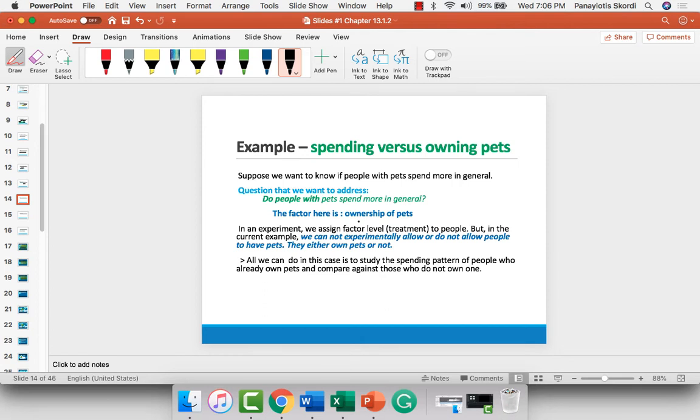They've got an example about an observational study here. They want to figure out if people with pets spend more in general. So if people have a pet, do they spend more money in general? What you're going to do is observe people with pets and see if they spend more money in general. You're not going to make it an experimental study. An experimental study would be silly in this case, but in an experimental study, I would actually give somebody a pet and see if it changes their spending habits.